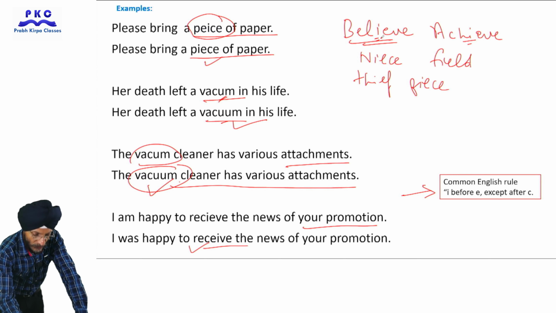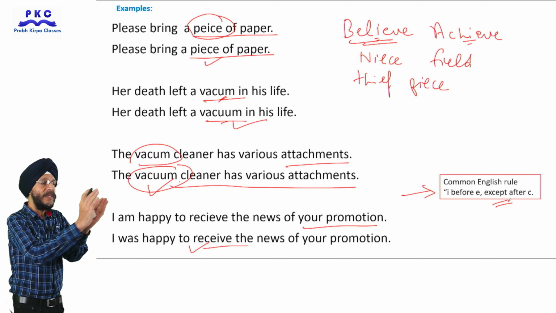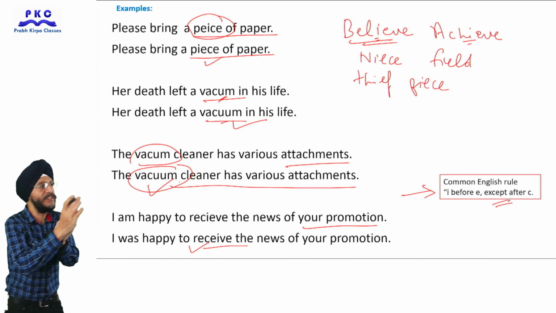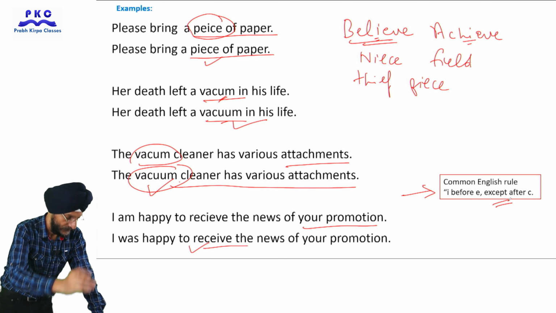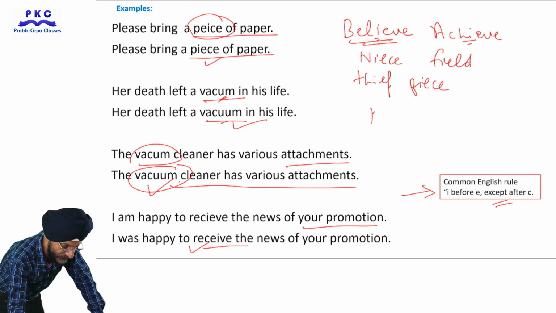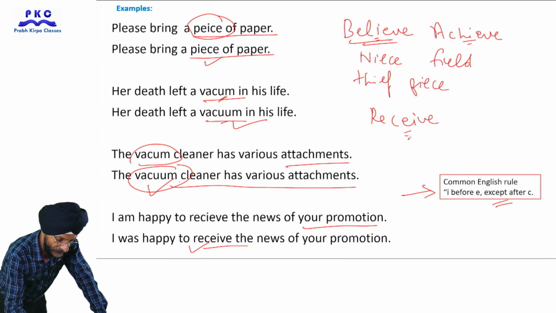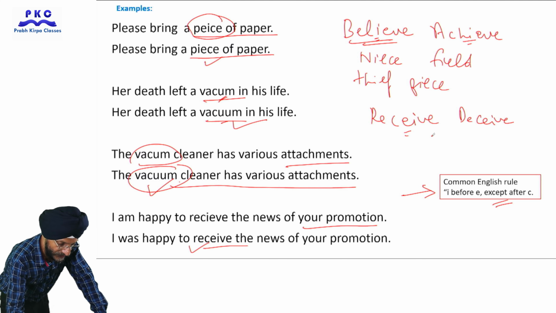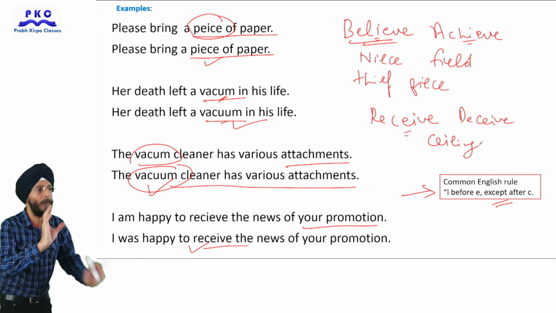But the same rule also says except after C. That is, if the letter C is there in the word, then after C, E will come first. For example, in receive, E will come first. Then deceive, DECEIVE. Then ceiling. This is a common English rule.